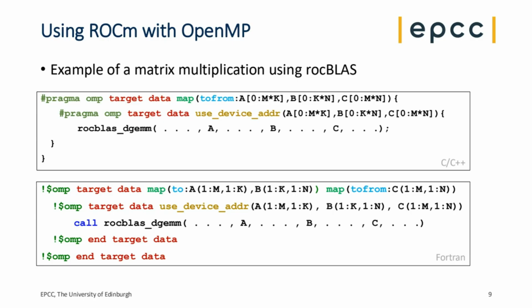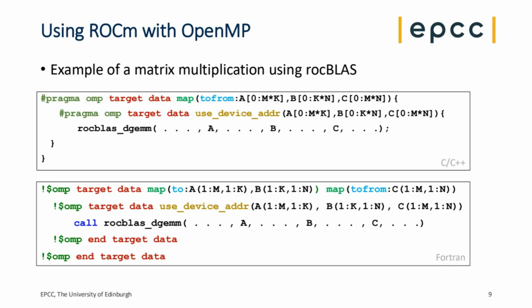So we have a target construct and an outer target construct where we're actually mapping our data. We've got 3 arrays, A, B, and C, and we're mapping those into the device. But now when we come to actually call the ROC-BLAS dgemm operation, or the function, we want to make it clear to the OpenMP runtime that these arrays that we're passing in are pointers, and they're already pointing to data that's on the device.